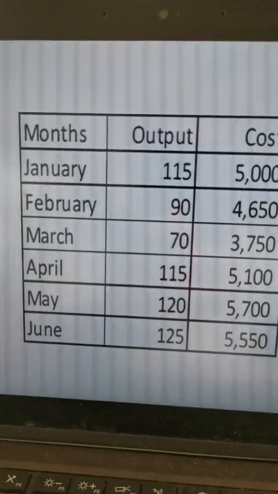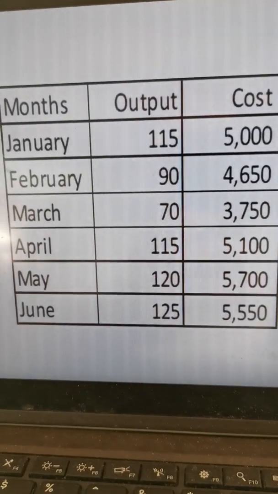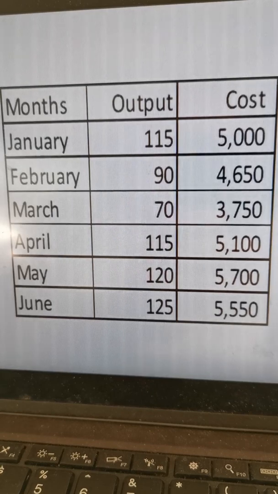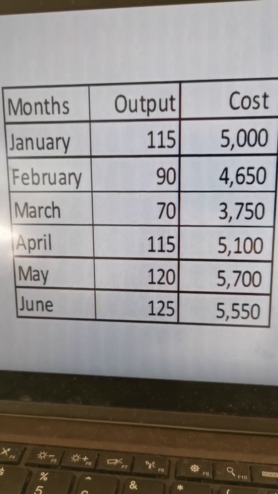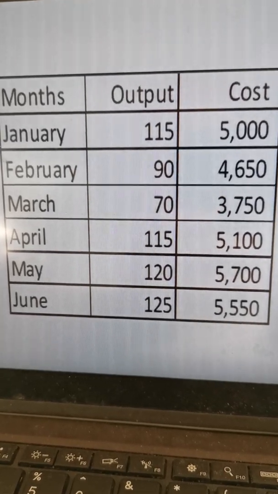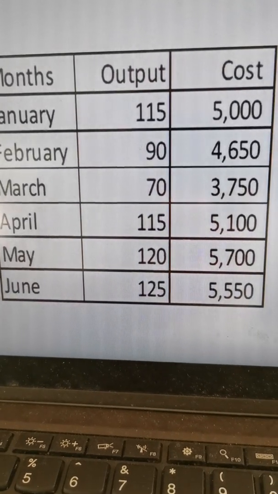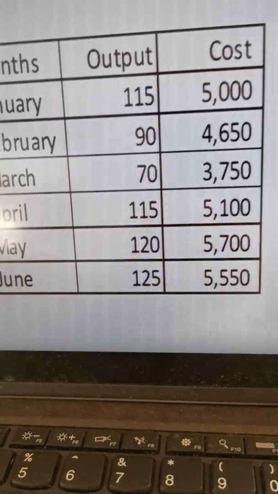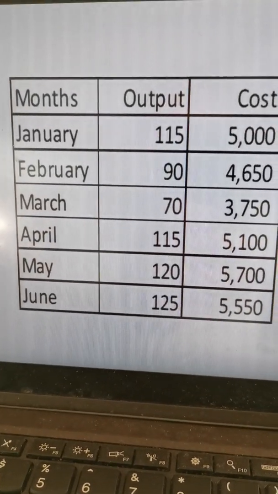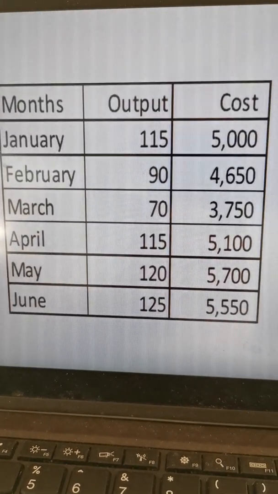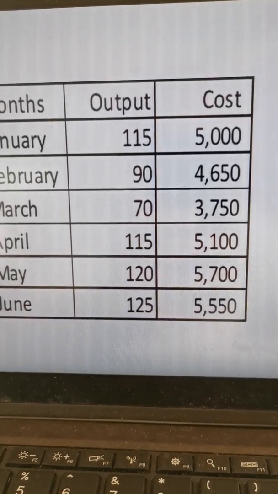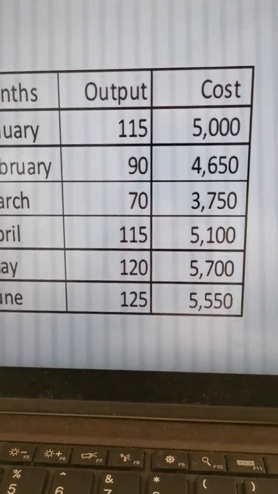Okay, so let us have this example. You're given the different months and the output of a certain company with the cost. For the month of January, that's 115, and so on and so forth. Under the high-low point, we will get the highest point and the lowest point and take the difference. If you look at the output, the highest point is 125, for the month of June. So that's 125, and the cost is 5,550.